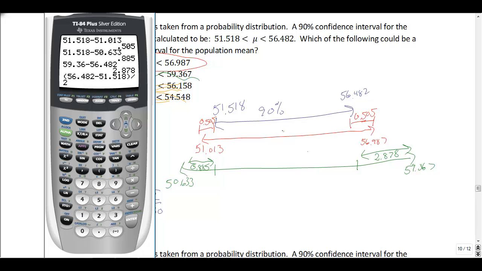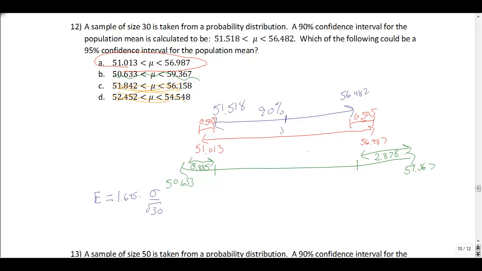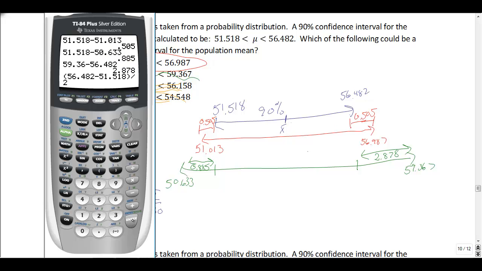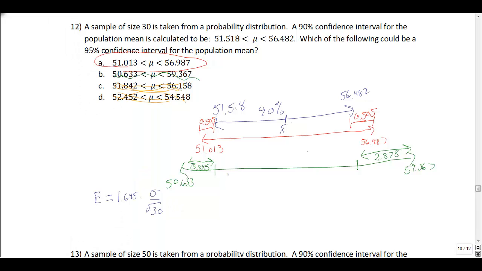So the idea is I should have x bar in the middle, and this should be x bar plus e, and this should be x bar minus e. So the total distance between these should be 2e. One e to get up to x bar, another e to get from x bar to the right endpoint. So what I do is I subtract them and get 2e, that's 2.482. So I know this e here. I can get rid of that and get 2.482. And now I can solve for sigma.